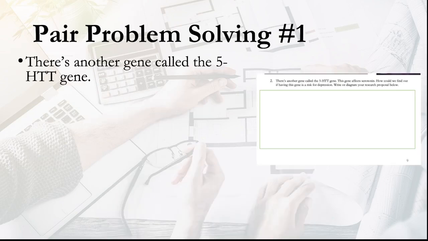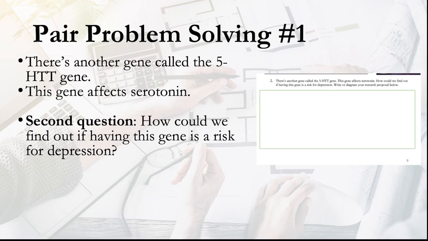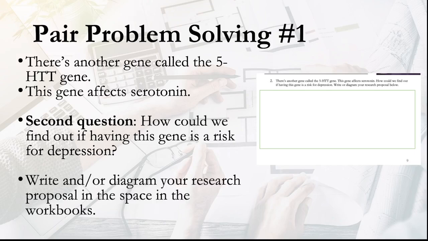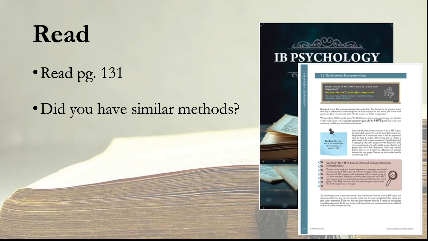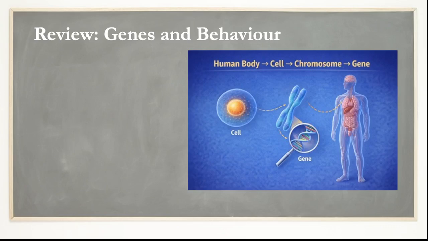Then, here is the second one. That should say pair problem solving number 2. There is another gene. Oh no, maybe this is the first one. Anyway, can they do the same thing, but linking the 5-HTT with depression? Alrighty. Now they read and they look at the methods used in the textbook and see if theirs are similar.